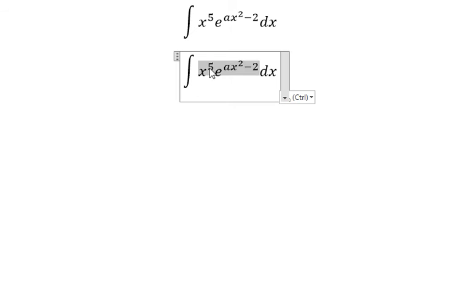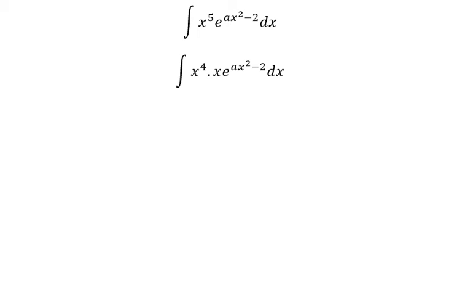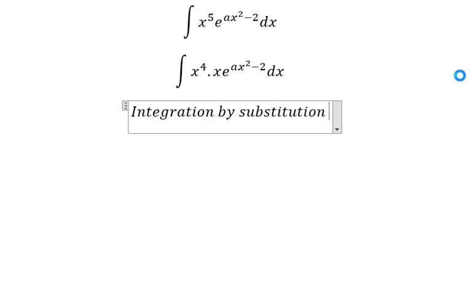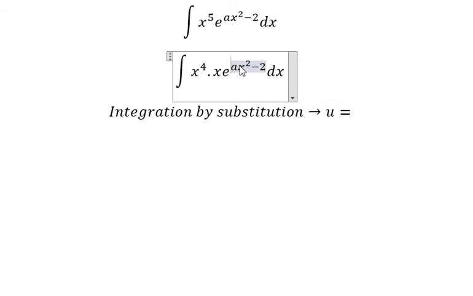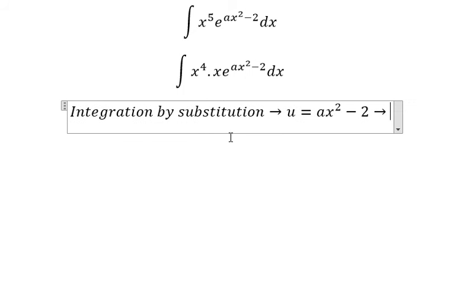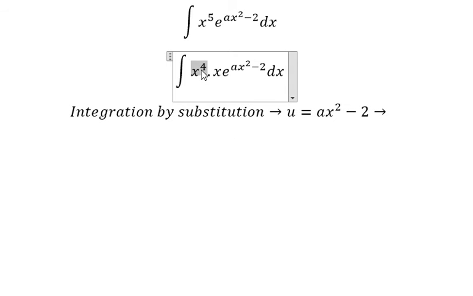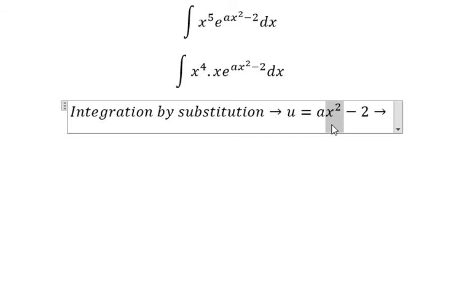About x to the power of 5, we can change into x to the power of 4 with x. Next, we need to use integration by substitution. So we put u equals to this one, because we have x to the power of 4, so we need to find the value of x to the power of 2.